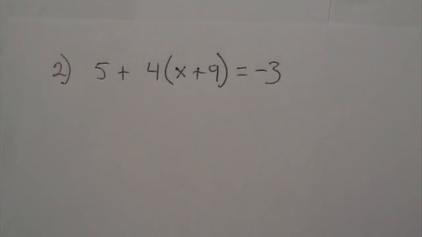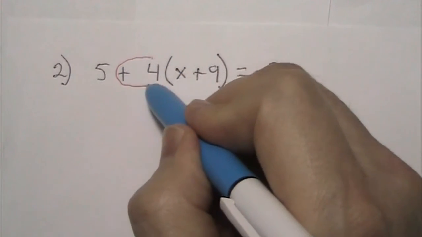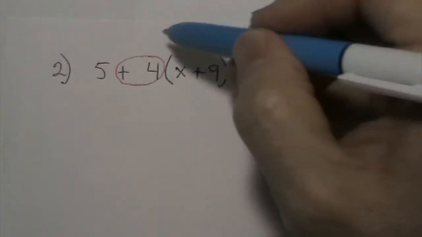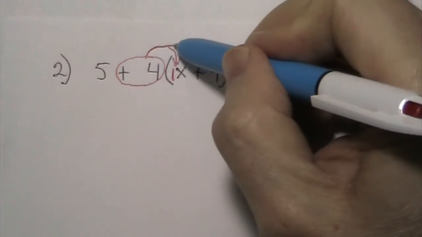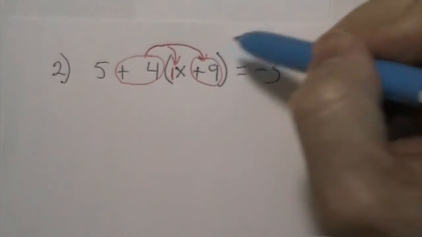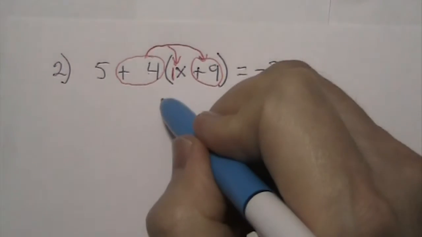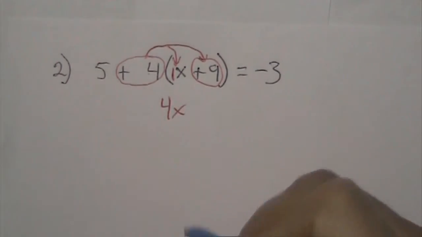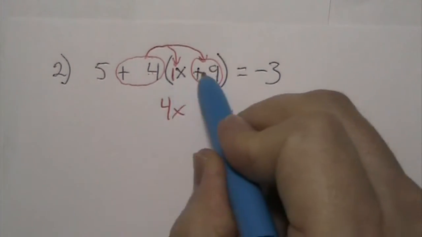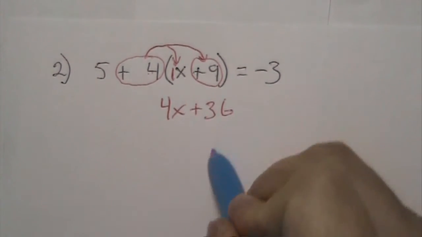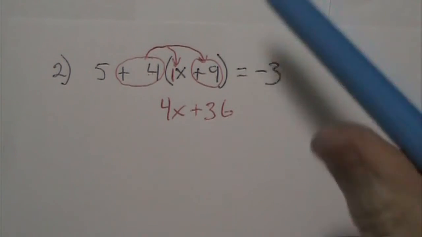Okay, our first step is to use distributive property. By the way, this is a positive 4, not a negative 4. So it's this times everything inside. That's a 1x. And that's a positive 9. So 4 times 1 is 4. And 4 times 9 is 36. They're both positive, so it's a positive 36. I put a plus in front of it. I'll bring the rest down.